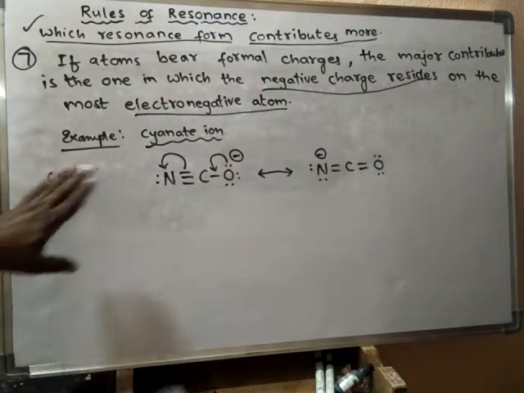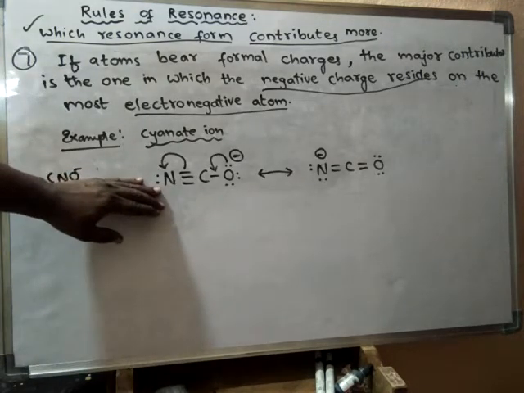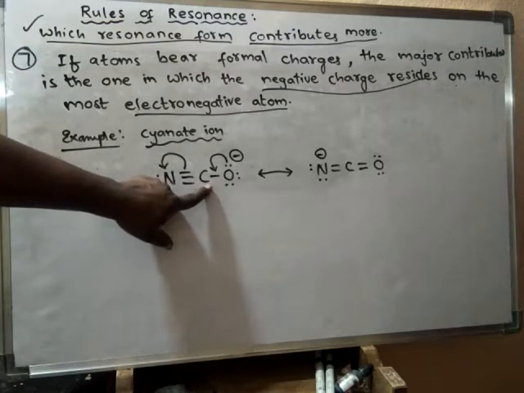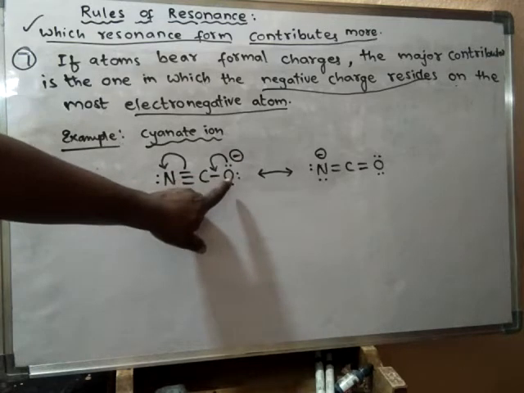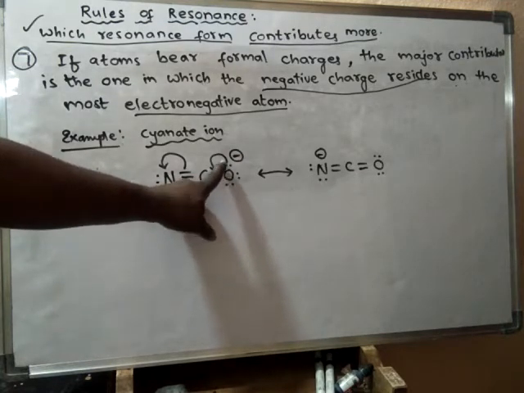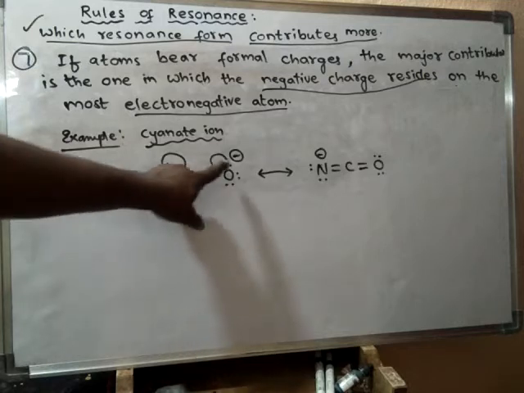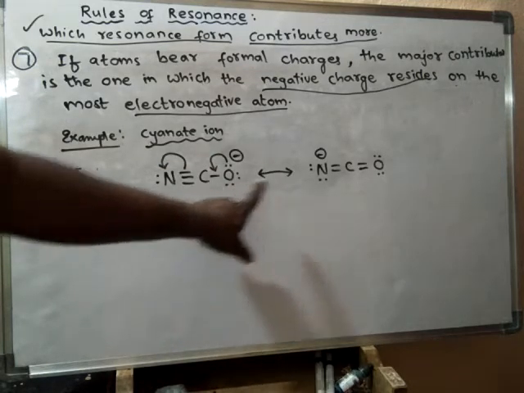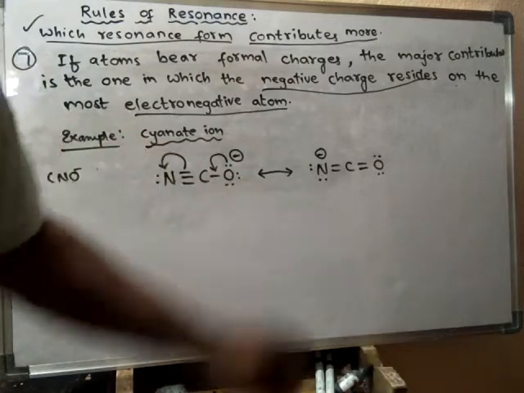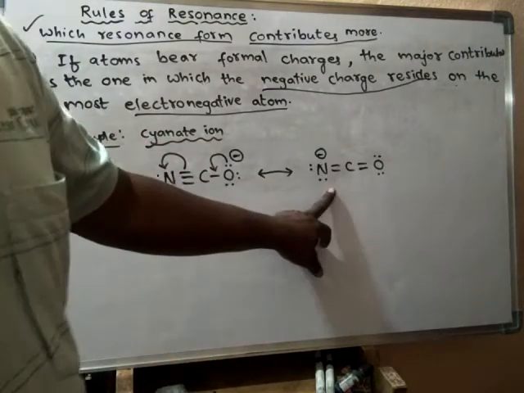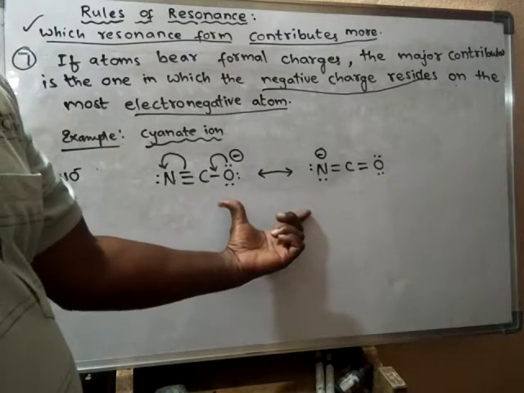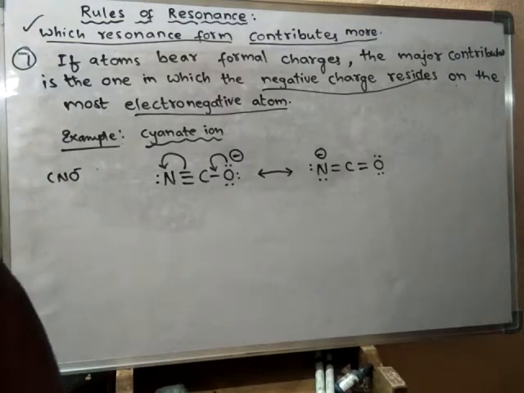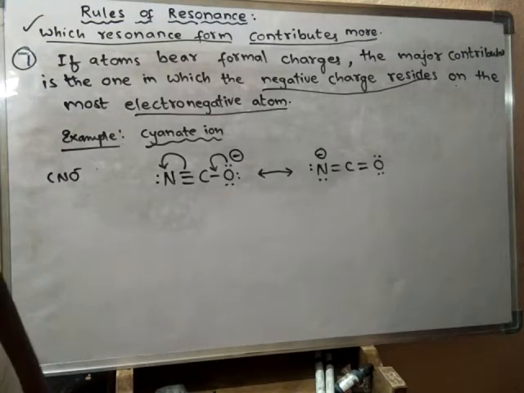See, actually, if you see the structure of cyanate ion, in this structure the negative charge is residing on oxygen. Due to the electron delocalization, this structure is also found. This is another structure which will contribute some of the properties to the original cyanate ion. So these two are different structures, they contribute properties to the original structure.